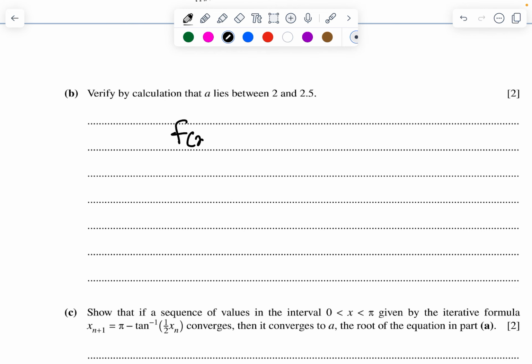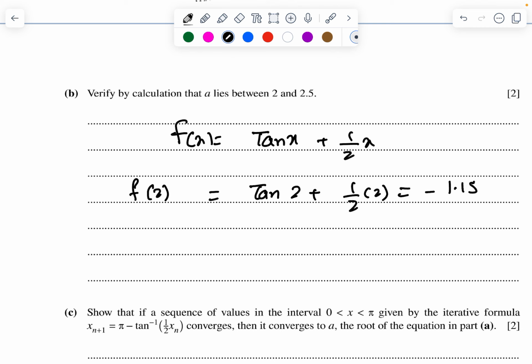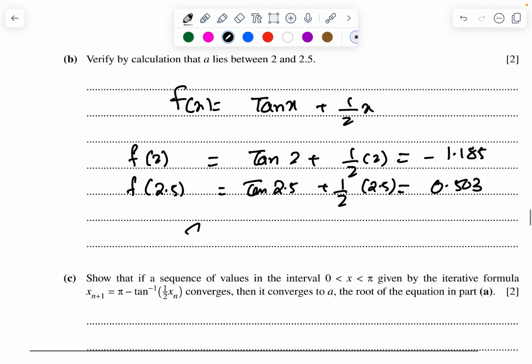So my f of x will become tan x plus half x. Then f of 2 will become tan 2 plus half of 2, which is minus 1.185. Then I'll find f of 2.5: tan 2.5 plus half of 2.5, which is going to be 0.503. So again, there is a sign change, and write the entire sentence.